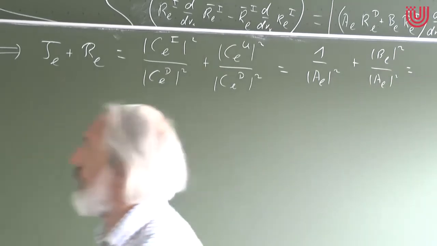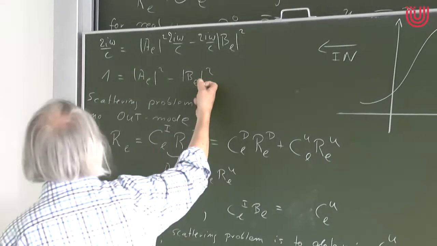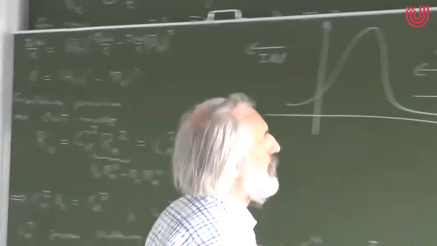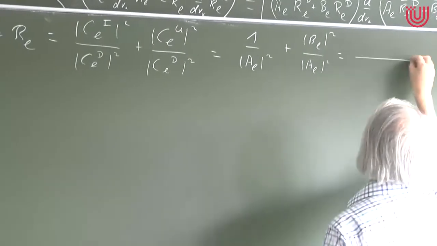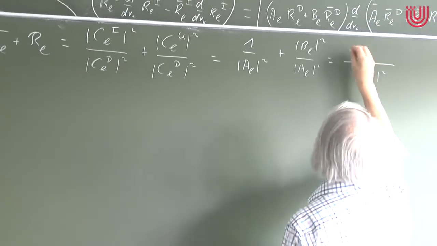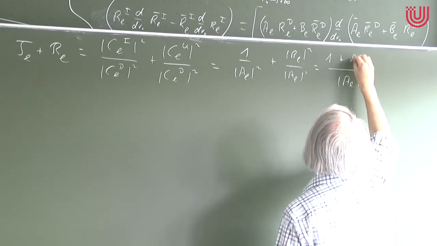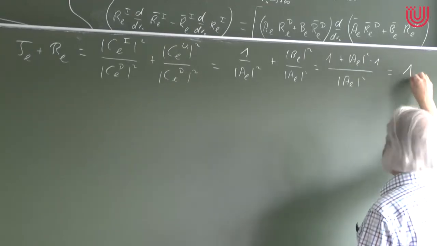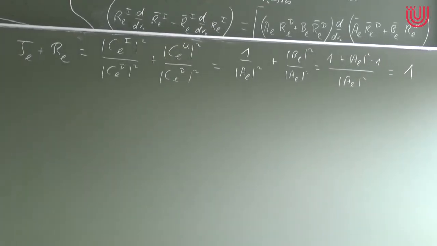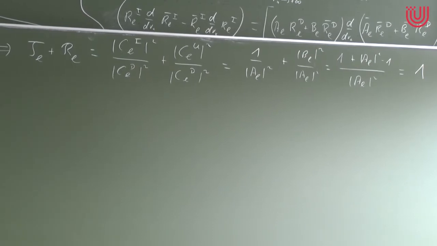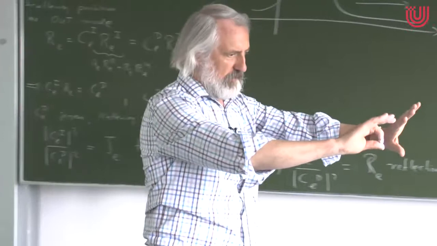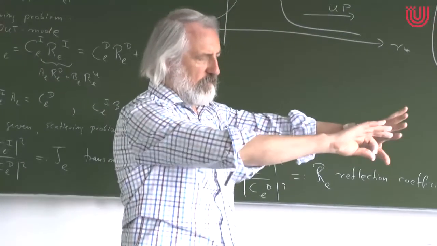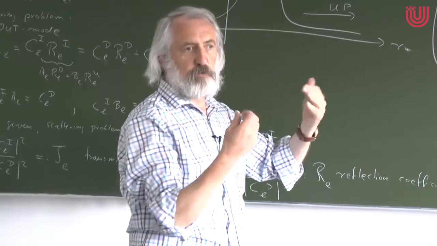And now we have this nice relation: BL squared is AL squared minus 1. We have derived it there. So the whole thing is 1. And that's what you would wish. This should be the result of a well-posed reasonable scattering problem. Everything you send in is either sent to the horizon, it goes through the barrier, or it is reflected back. The sum of the two things should be 1.